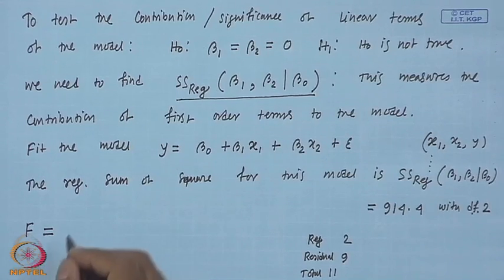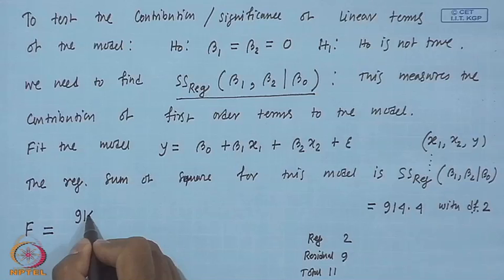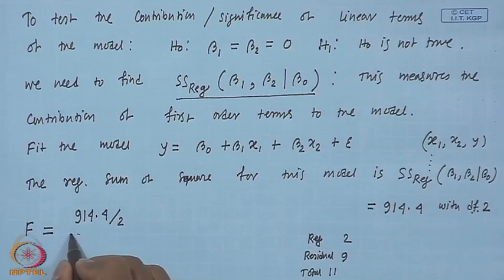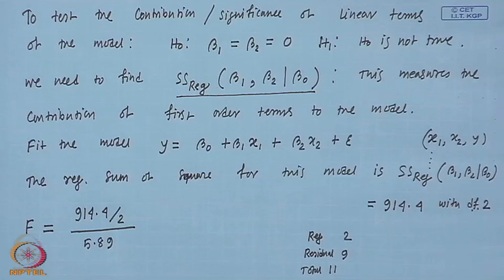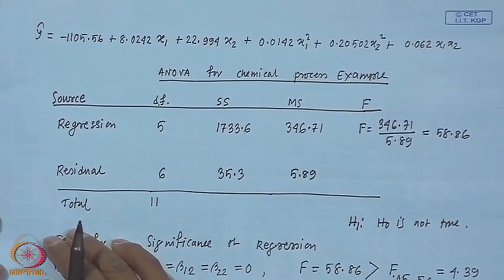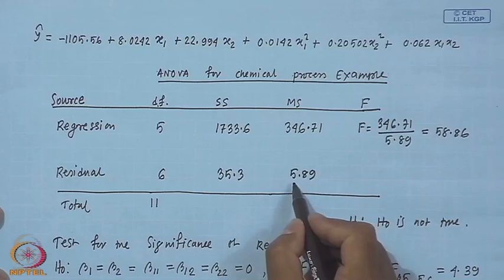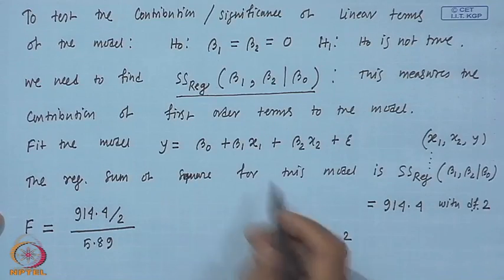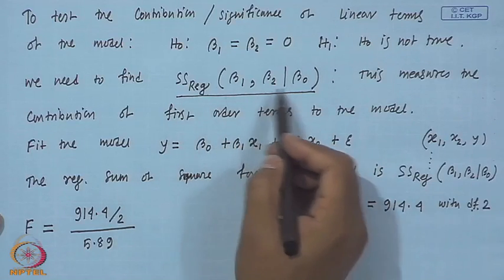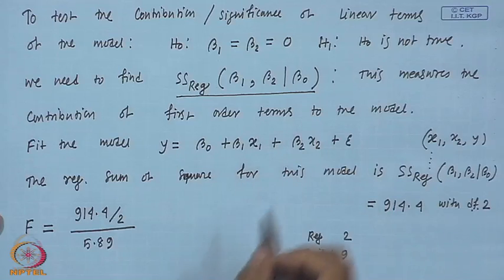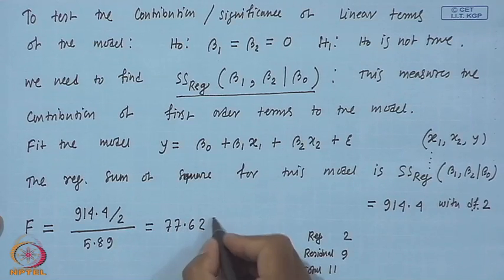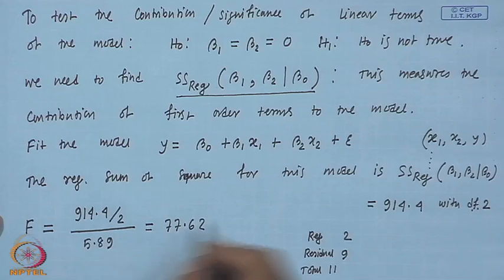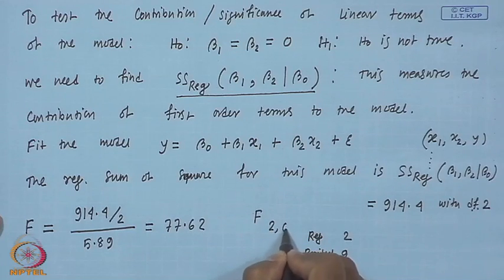Okay? So, the F statistic is 914.4 by 2 by 5.89. Okay? But this test is for the full model, and the MS residual for the full model is 5.89. So, this part is just to explain how to get SS regression due to this in the presence of beta naught. So, this is the MS residual and this is equal to 77.62, and this follows F distribution with degree of freedom 2 and 6, right.